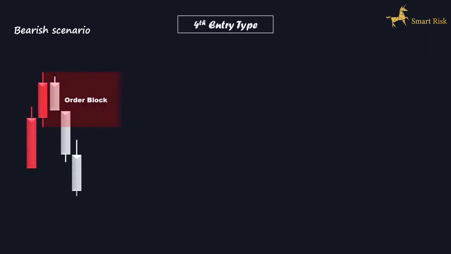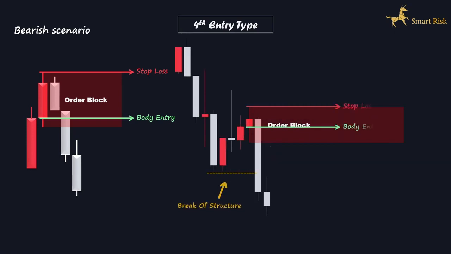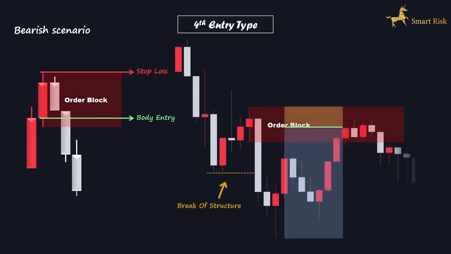The fourth entry type involves placing the entry based on the body of the candle once a valid order block is identified. In sell positions, the stop loss is set to touch the higher wick of the order block. This entry type is undoubtedly riskier because the stop loss is positioned within the order block zone. If the price intends to fully reverse the order block, it may trigger the stop loss. It's important to be aware of the increased risk associated with this entry type and carefully consider its suitability within your trading strategy. That's it, traders.